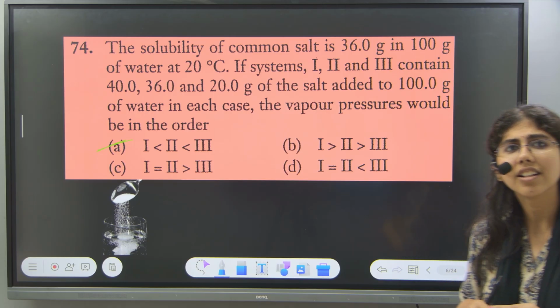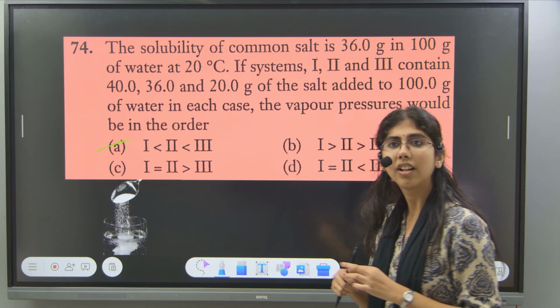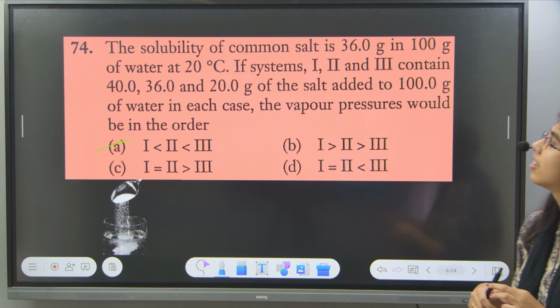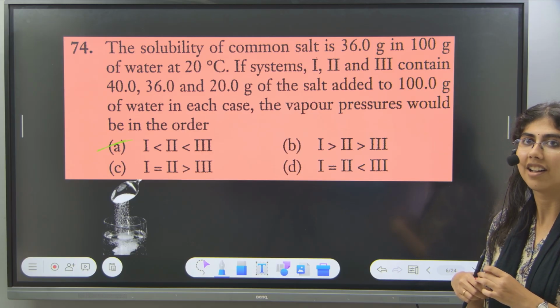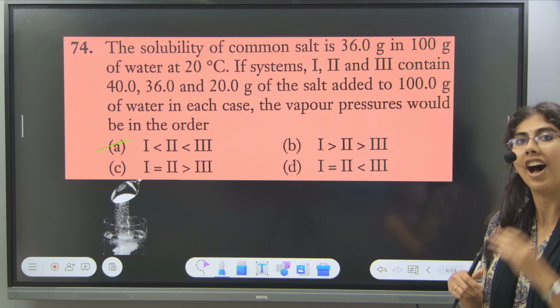Because in the first system, the more number of solute is dissolved in 100 gram of solvent. So solute is more, so solubility decreases. Okay, so that's what you applied.